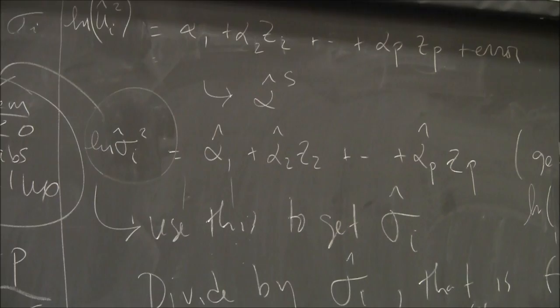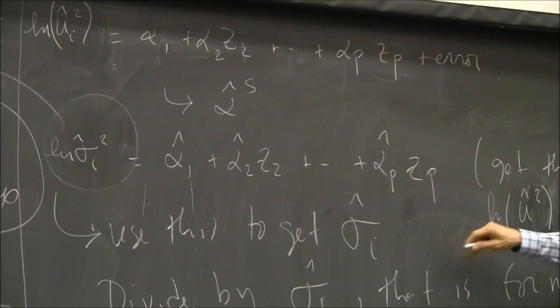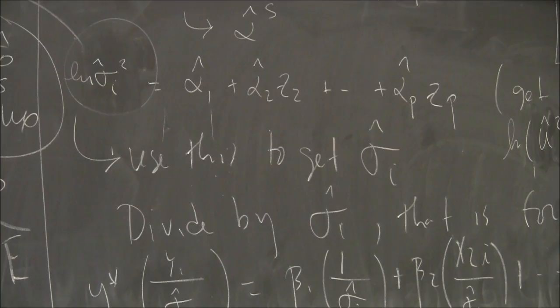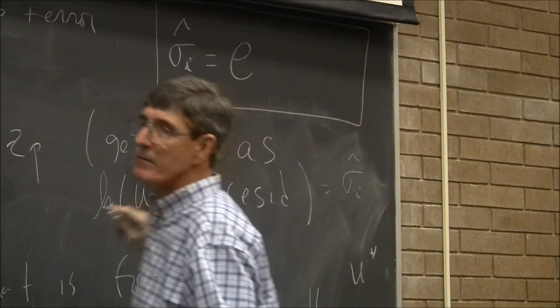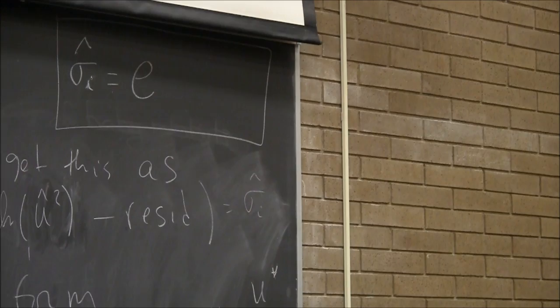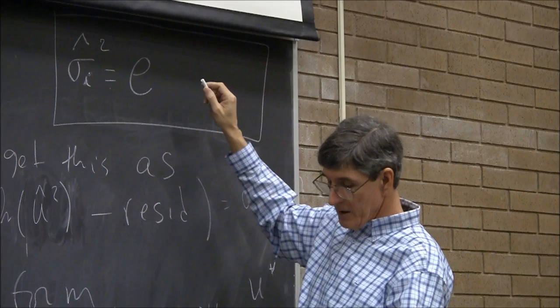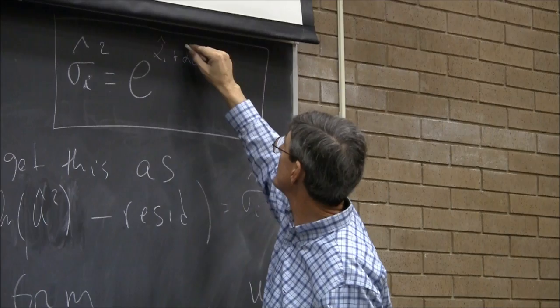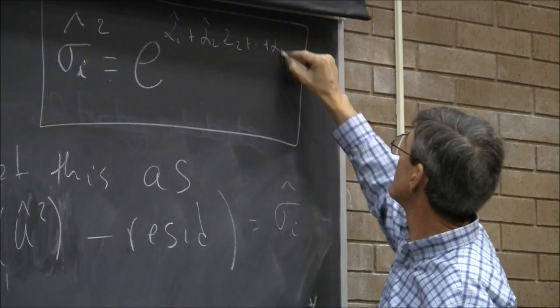Now, here's what you need to do in this case. Use this to get sigma I, but it's a little bit different. In this case, sigma I hat is E, it's the square root of that. How did I do it in my notes? Sigma I hat squared is E to the alpha 1 hat plus alpha 2 hat Z2 plus alpha P hat ZP.